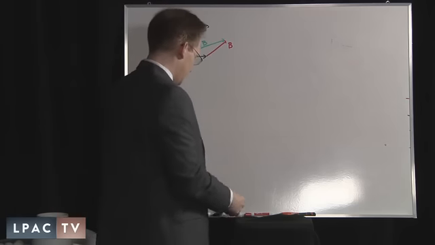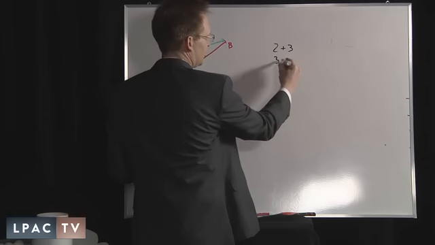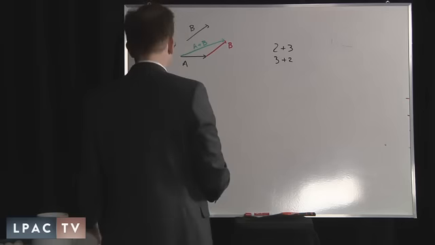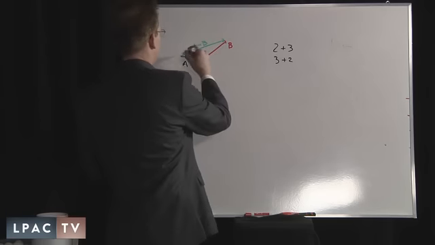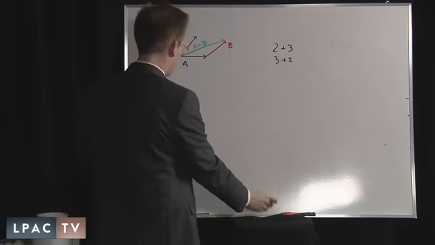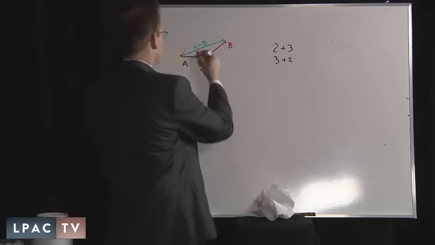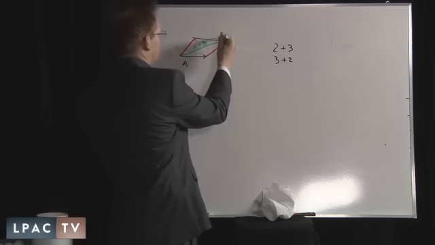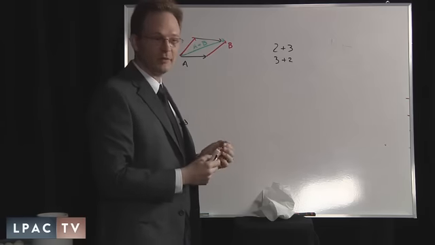Let me ask this. Usually, if I had just normal numbers, if I had 2 plus 3, is that different than 3 plus 2? No. Let's see what happens if I add B plus A. So here's B. You know what? I think I'll keep B red. So here's B. And then add A. So same thing. A plus B, B plus A. No really big difference there.